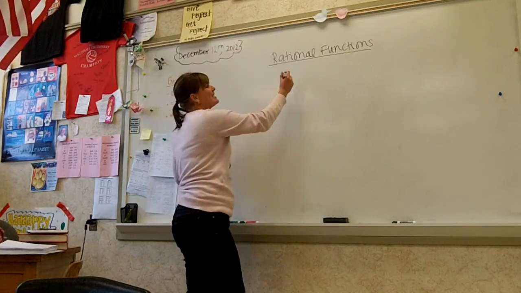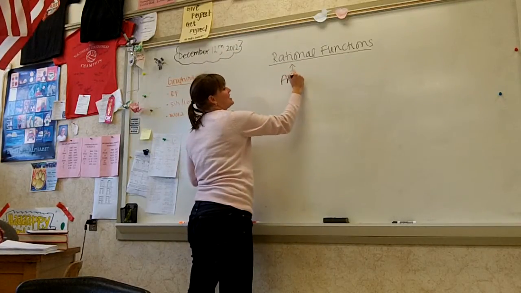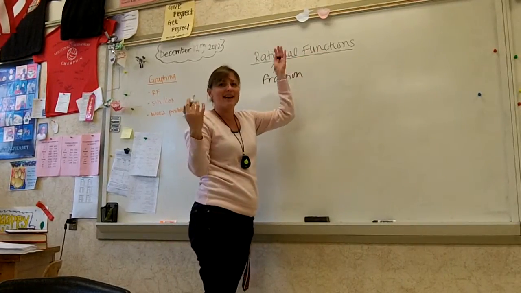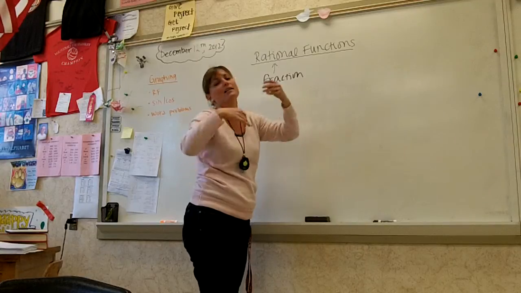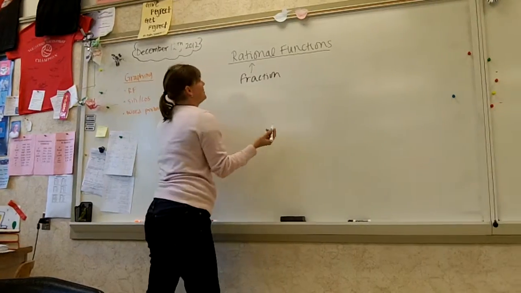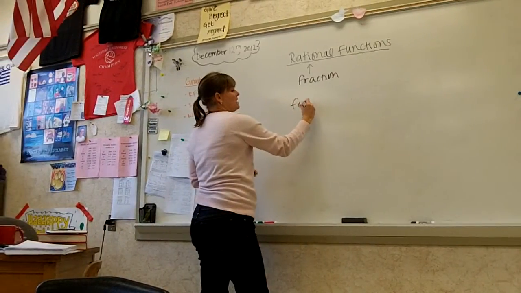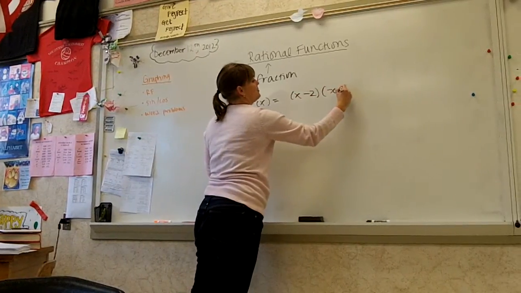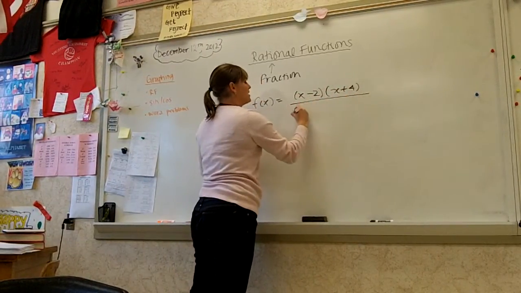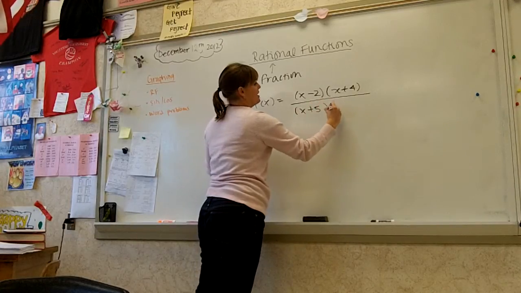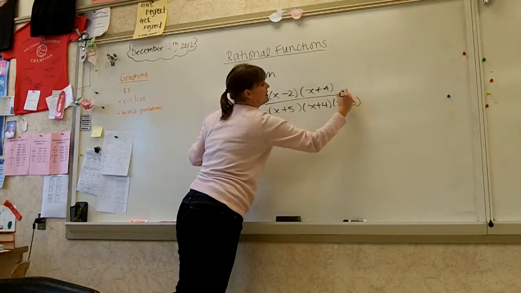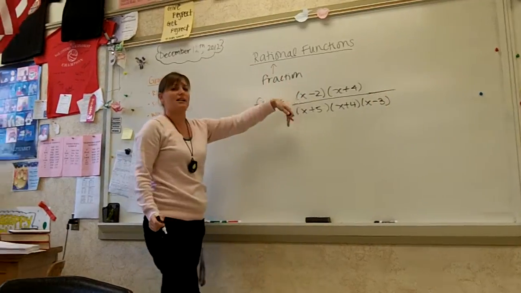So rational functions just means fraction. And functions, of course, you know that just means it passes the vertical line test, all that good stuff. Okay, so here's an example of a rational function that you might encounter. So (x minus 2)(x plus 4) over (x plus 5)(x plus 4)(x minus 3). There you go. Look at all that fraction.